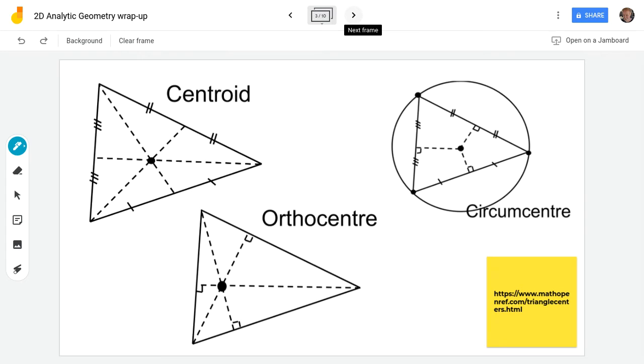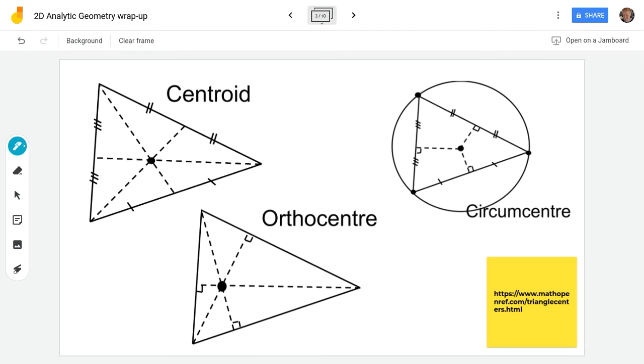Next, we have the centers of a triangle. There's actually 4 different centers. I'm only going to talk about 3 here. One of them that I'm not going to talk about is called the incenter, and it has to do with bisecting the angles. You take any of the angles and you cut them in half, but that is not relevant for what we're doing here. So I'm only going to talk about these 3: the centroid, the orthocenter, and the circumcenter.